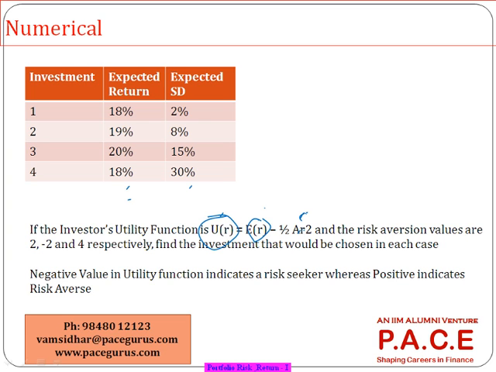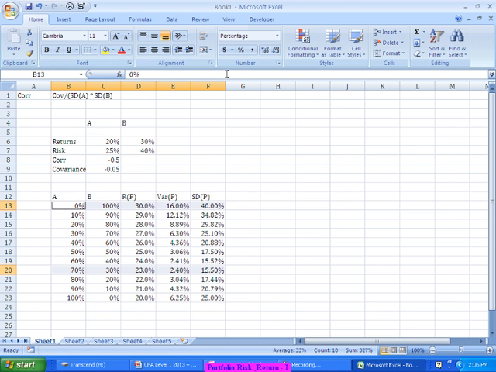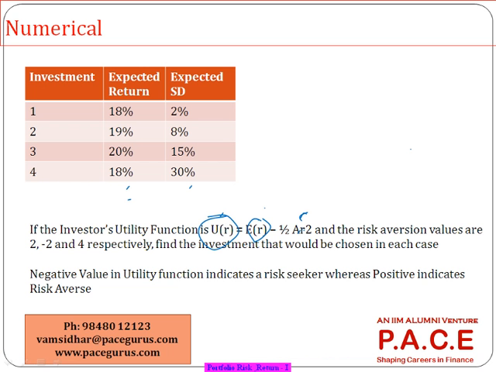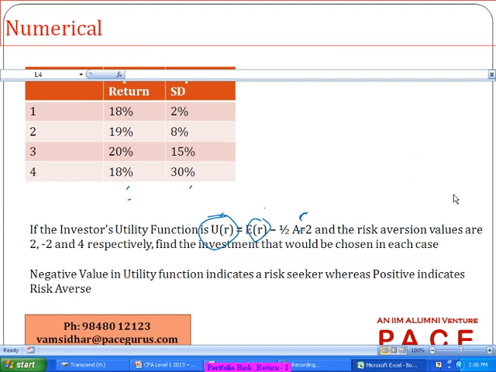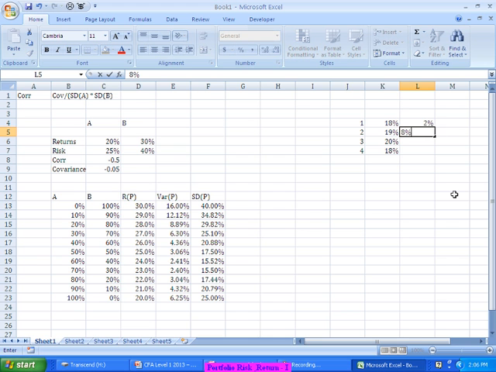Let's say the utility function, now taking these numbers for 4 investments that are available in the market. 1, 2, 3, 4. Let me put it into a spreadsheet, which makes things easier for us. So there are 4 investments available. The expected returns for each of them are 18, 19, 20, 18, and then the standard deviation or risk.